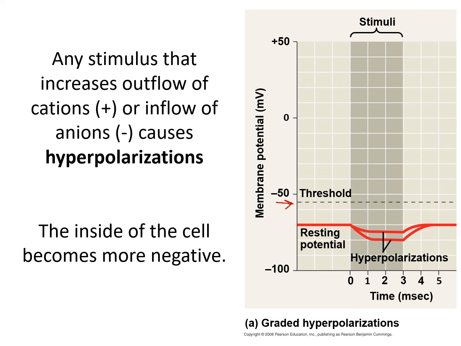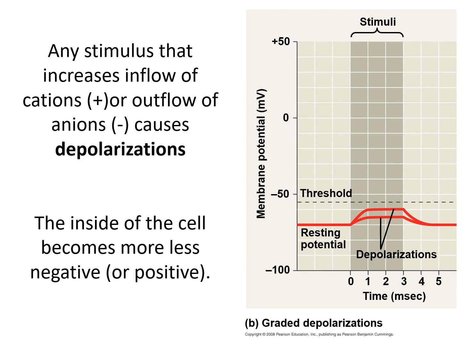Instead, the membrane potential is moving in the other direction. It's becoming more negative instead of less negative. This can be caused by the outflow of cations, which are positively charged, or the inflow of anions. A hyperpolarization moves the cell further away from that threshold value. In a depolarization, we have the inflow of cations or the outflow of anions, or both. And what's going to happen is the interior of the cell is going to become less negative compared to the exterior. If we get up to our threshold value, then we can have an action potential being produced.